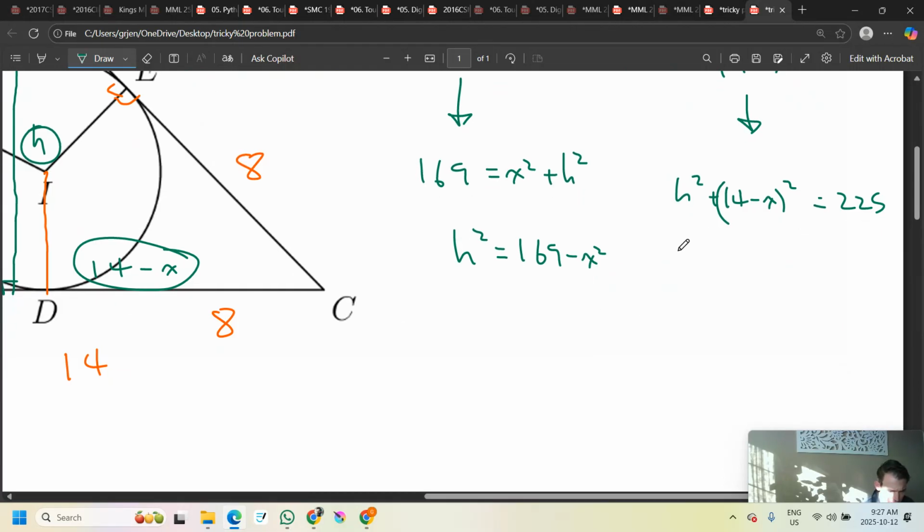So then we have H squared. I'm still not sure why. Oh, I just have that fat of a pen.